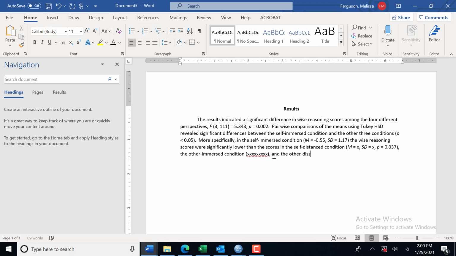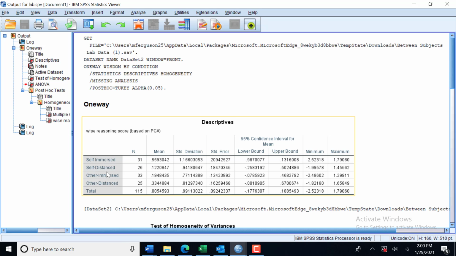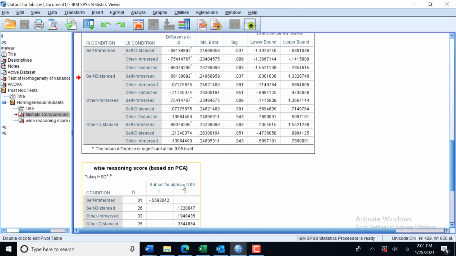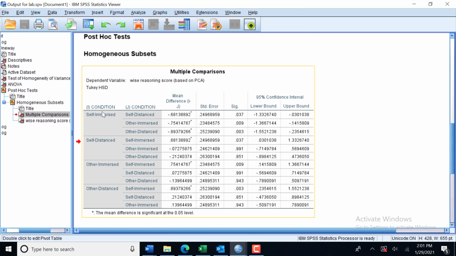and the other distance condition. Same thing, you're going to put in the mean, the SD, and the p-value for that condition. Again, going back to this table, you can find the other immersed, the mean, and the standard deviation, other distance, the mean, the standard deviation, and for that p-value, you come down here to the comparisons, right? Self-immersed, other immersed, p-value. Self-immersed, other distance, p-value. So those are the values that you're going to put in.